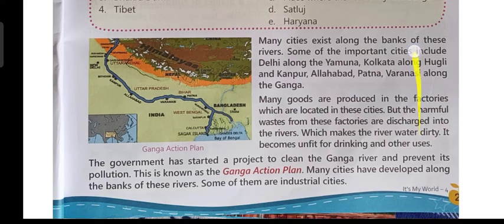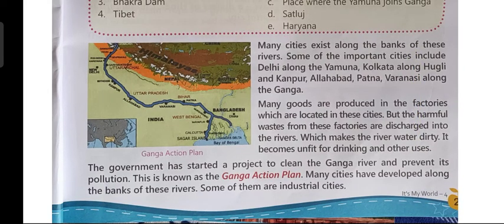Now we will move to Ganga Action Plan. Now, many cities exist along the bank of these rivers. Some of the important cities include Delhi along Yamuna, Kolkata along Hooghly, and Kanpur, Allahabad, Patna, Varanasi along the Ganga. Many goods are produced in the factories which are located in these cities, but the harmful wastes from these factories are discharged into the rivers which make the river water dirty. It becomes unfit for drinking and other uses.